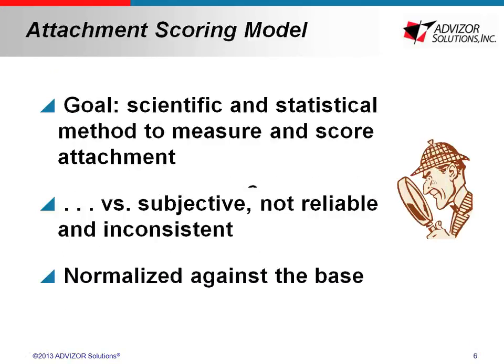So what's an attachment score? The idea here is to have a scientific way of measuring and using data to score people's affinity, attachment, or engagement with an institution and make it so it's not subjective, but it's reliable and consistent, and normalize this against the base.